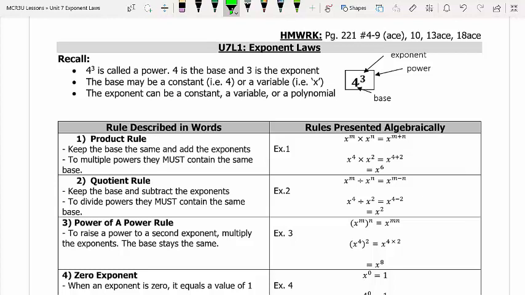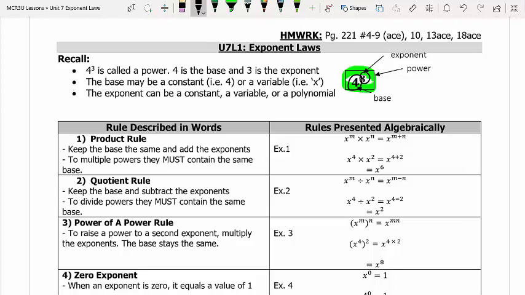Couple definitions first. Remember that when you have a base and it's raised to an exponent, that entire thing is referred to as a power. Okay, and if you forget, in this situation, the 4 is the base. The base is kind of the big number that has the exponent attached to it. And then the exponent is that small number up in the top right corner.